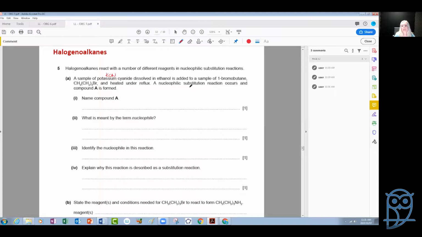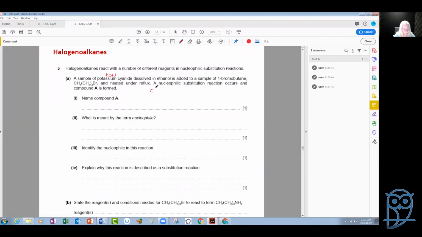A nucleophilic substitution reaction occurs and compound A is formed out of this nucleophilic substitution reaction. Name compound A. Well, obviously the bromine from this compound has been replaced with a cyanide ion. So let us write the initial 1-bromobutane molecule. How would it be?